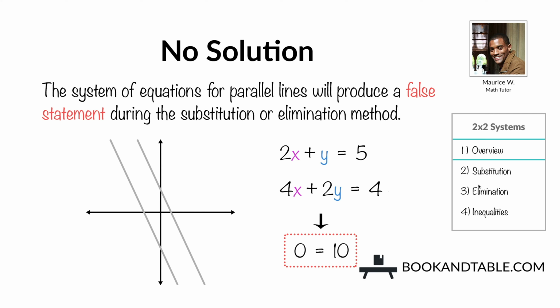We'll take a look at the substitution and elimination methods in a second, but as you are using them, you'll wind up with a statement such as 0 is equal to 10, 2 is equal to 14, 5 is equal to -3, or something along those lines. When you wind up with a statement that is not true, that is a signal that there is no solution to the 2 by 2 system that you were given.